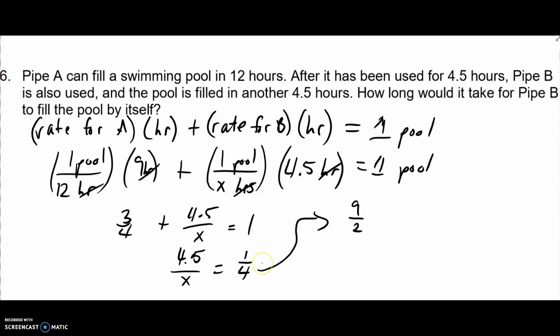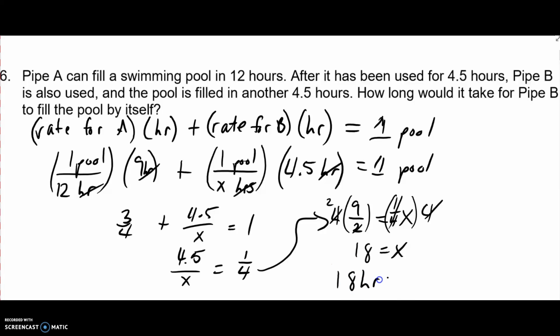I'm multiplying both sides by x here, so I end up with 9 over 2 equals 1/4 x. Okay, and I can go ahead and multiply both sides by 4 to get x by itself here. And when I do that, 2 goes into 4 2 times, so I have 2 times 9 on one side, or 18 equals x. Okay, which means that this is going to take 18 hours per pool, and that's for pipe B. Okay, hope this helps.